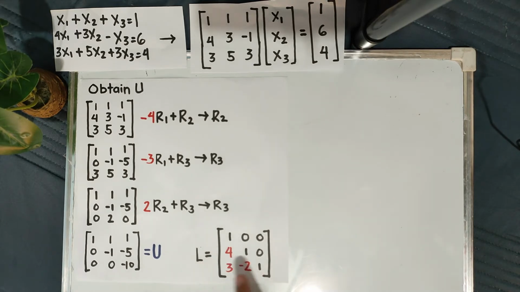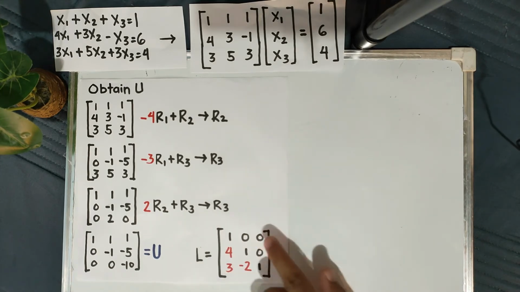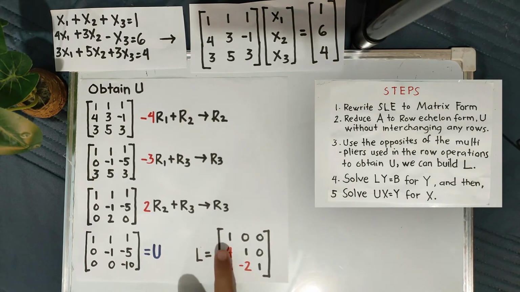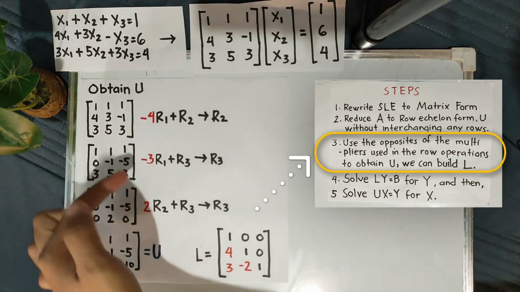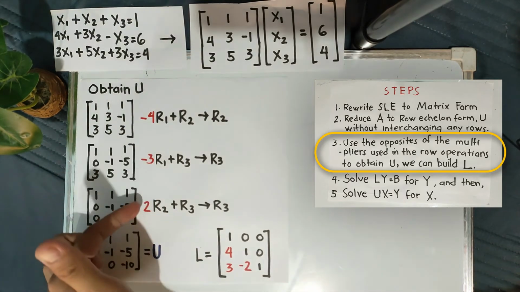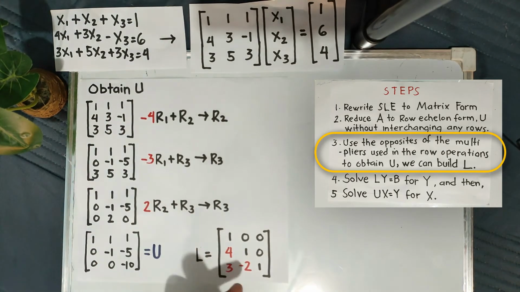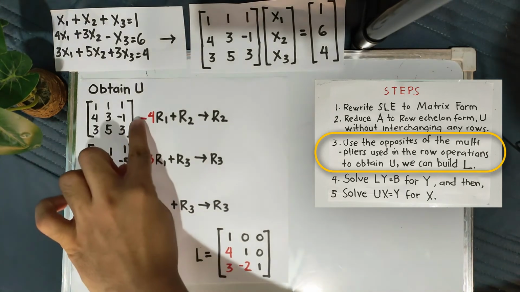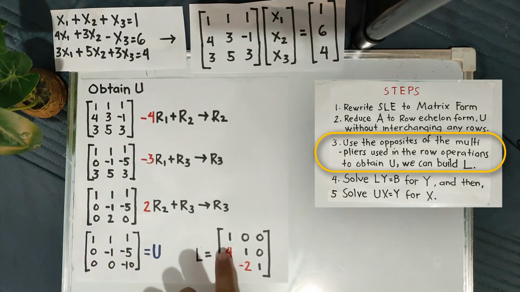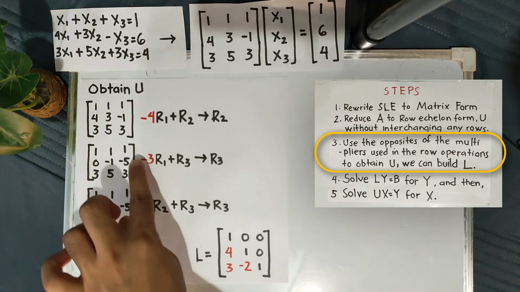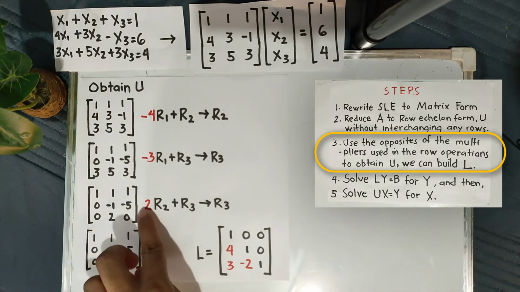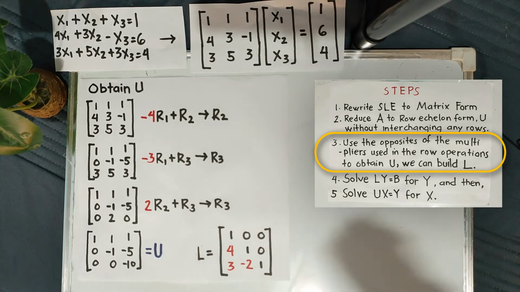Mao ni ang porma sa L. Given ni nga naa tay 1 nga diagonal and puros 0 diri sa babaw. Okay? Now, asa man ta nakakuha og 4, 3, and negative 2? Diri na sa mga multipliers diri. Ang mga opposite nila diri, ang atong ibutang diri. Okay? Negative 4, so atong ibutang diri is positive 4. Negative 3, positive 3. Positive 2, negative 2. So, mga opposite nila ang atong gipang butang.